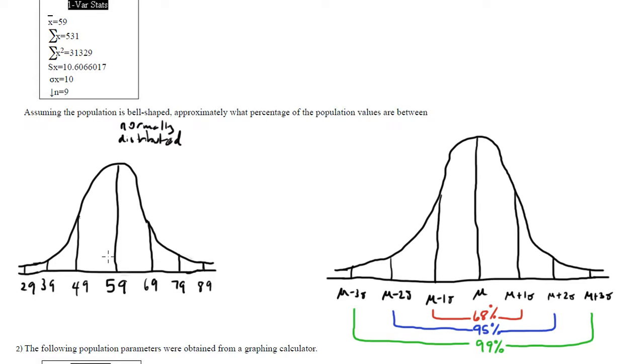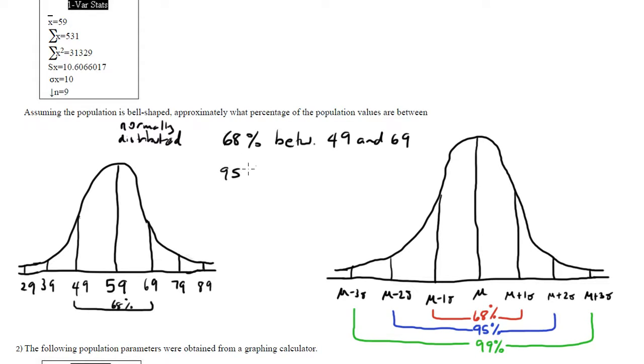So what can I say here? I can say that 68% of the population values are between 49 and 69. Do you see why? That's 1 standard deviation away from my mean. So here, that's 68%. 68% of my values are between 49 and 69.